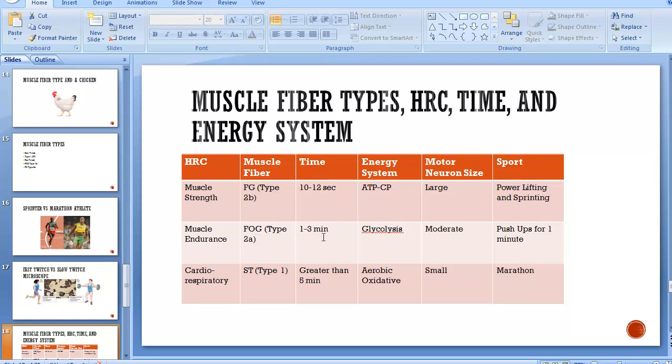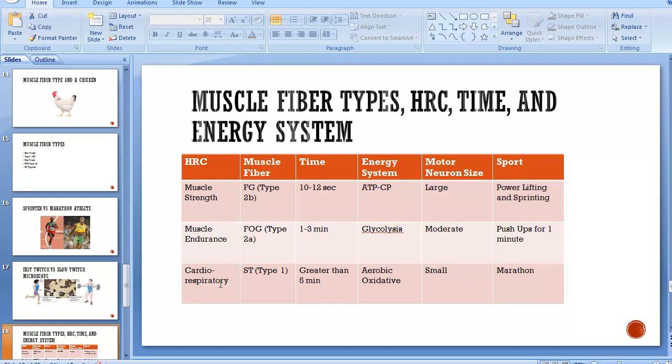If I want to focus on muscle endurance, I will develop more fast-twitch oxidative glycolytic muscle. It's great for events that last 1 to 3 minutes. We're going to use glycolysis to generate our ATP. The motor neuron is going to be moderate in size, so we can get some rapid contraction, but not the same as with muscle strength activities. And we're going to have events like push-ups for 1 minute, lunges for 1 minute. Anything around that 1 to 3 minute time frame is going to be perfect to develop those muscle fiber types.